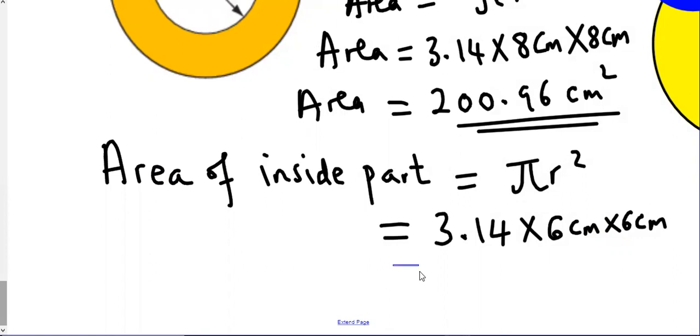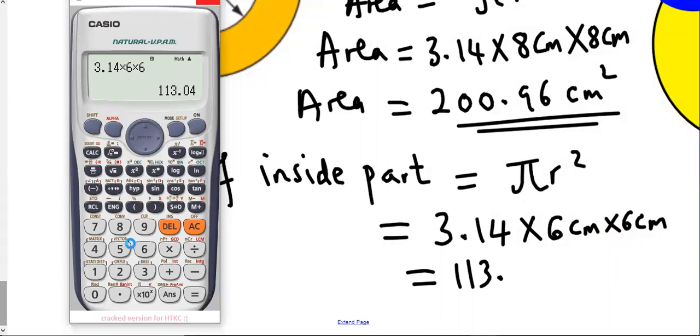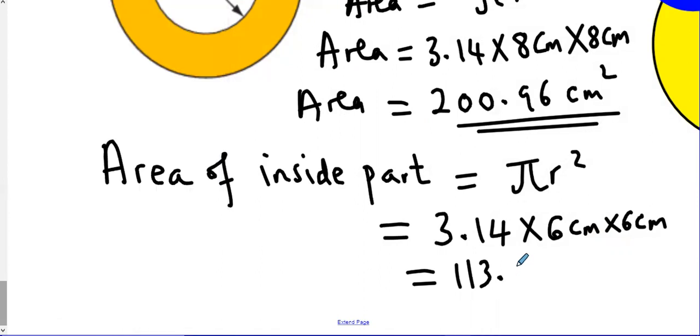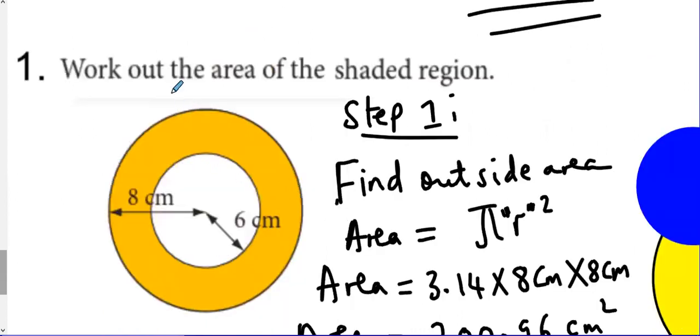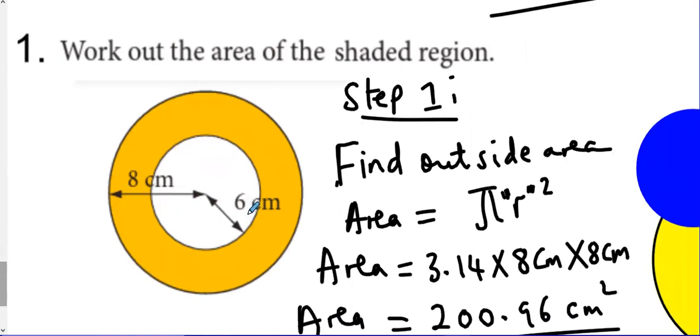So area will be equal to 113.04 centimeters square. But is this the final answer? It's not the final answer because the question here is to work out the area of the shaded region. Now, finally, you take the area of the outside shape minus the area of the inside shape.